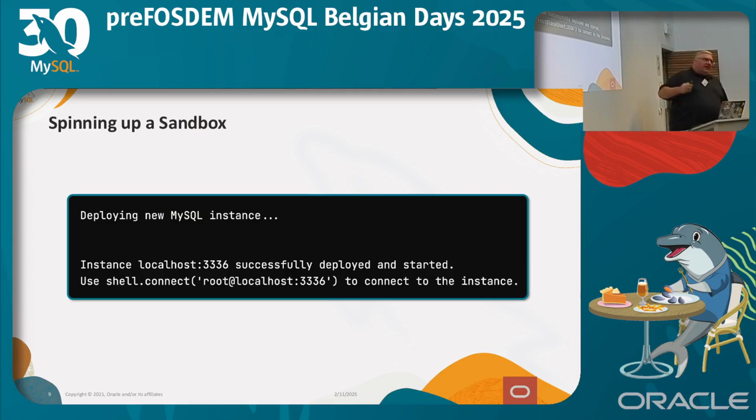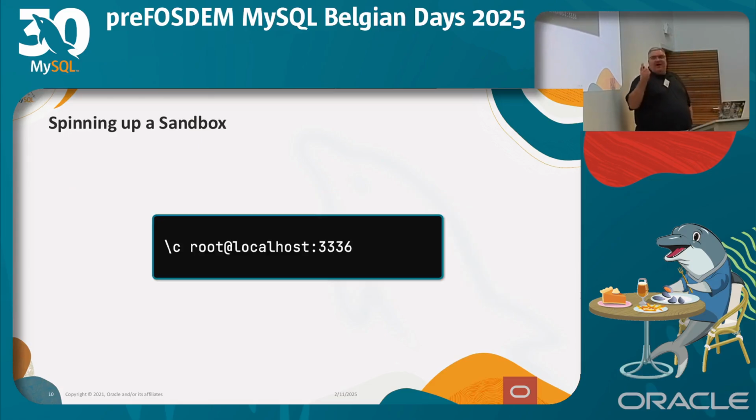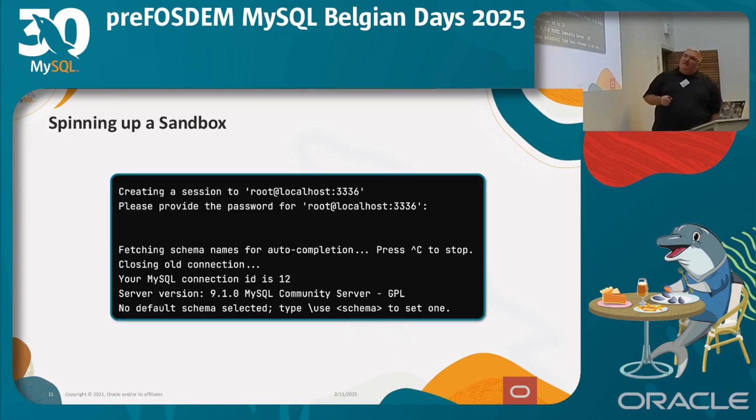So you see here it says shell.connect. Remember I said I was a poor typist? I don't like to type. I try to limit typing as much as I can, so I just use the shortcut for connection, which is \c, and we do root at localhost:3336, and you'll get the message. In this particular case, I had to provide the password because I hadn't yet saved it for MySQL Shell, and then it tells you it's up and running, and the server version is 9.1, and to use \use schema to set the schema you want to use. So with one command, we now have at least one other instance of MySQL running on our local machine, which I think is pretty badass.